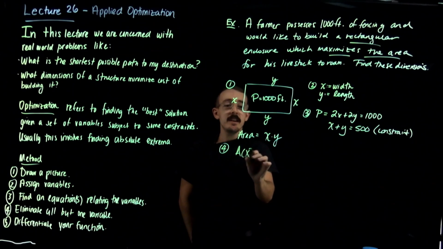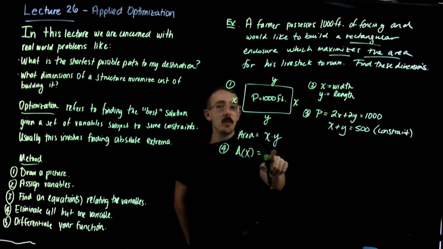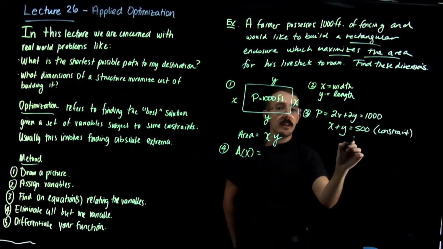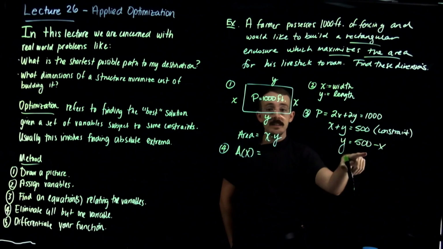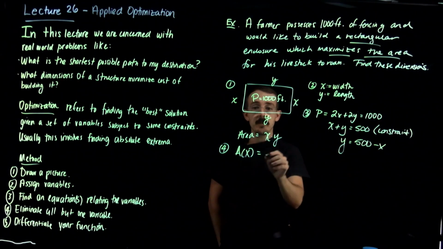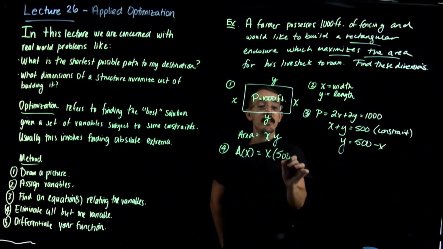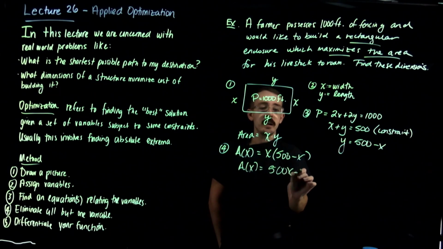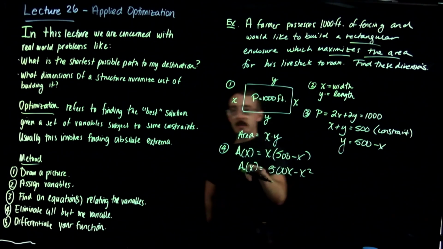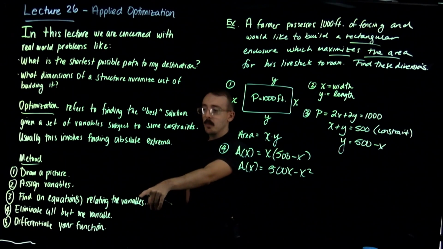So I'm going to say A of x equals, instead of y, I'm going to go over here and solve using my constraint that y is 500 minus x. And then this can be plugged into this equation here. So area is x times y, which is x times 500 minus x. This means that the area is 500x minus x squared. So in this step, I've eliminated all my variables but one.